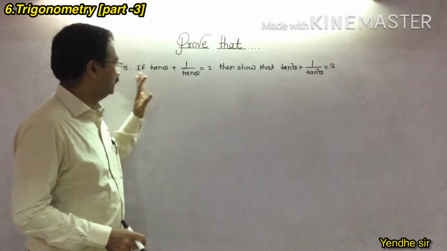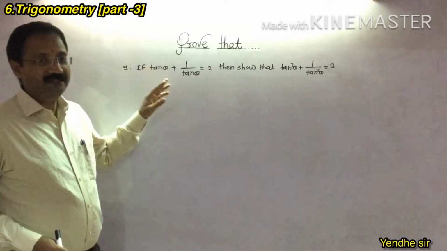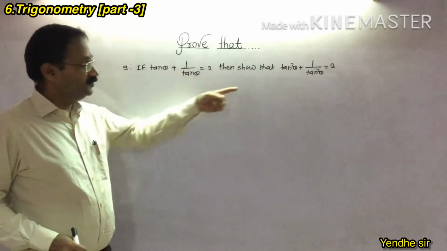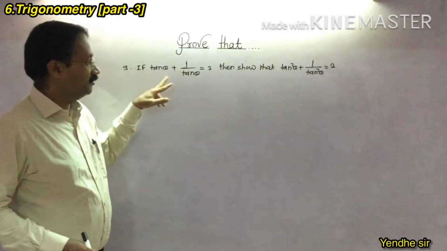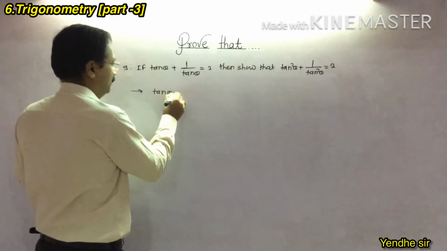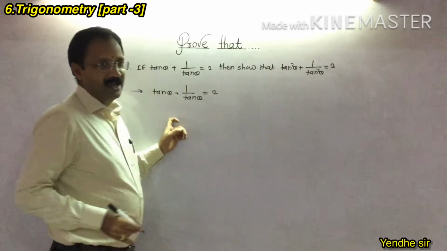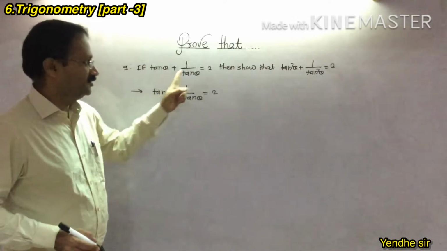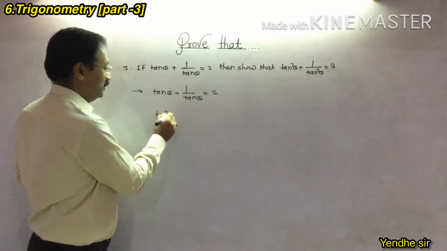Let's see the sum number 3. But this is the different one. If tan theta plus 1 upon tan theta equals 2, from this you have to prove this one. So observe this, here it is a square. So you have to make the square of this one. Tan theta plus 1 upon tan theta equals 2. This is given. And in exam, students always make the mistake because they see here the square. They say, yes sir, I have to do the square. So they will do it like this.